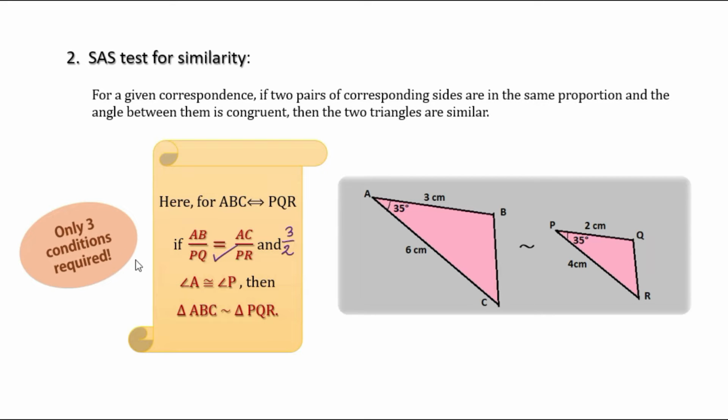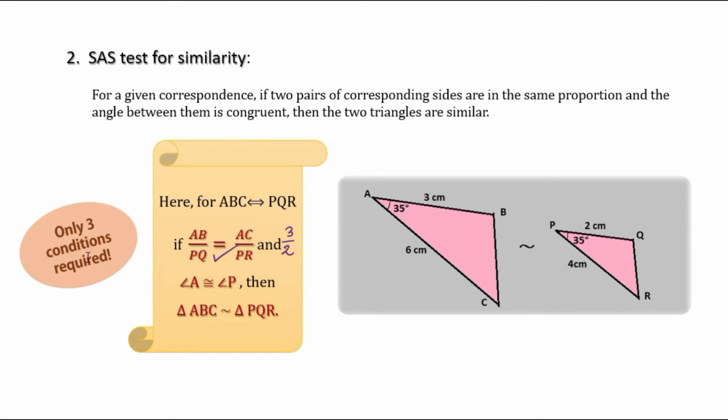The next condition is angle A is congruent to angle P. See this, 35 and 35. Angle A and angle P both have equal measure, so they are congruent. Now, where is the next condition? This is the question. We need not find another ratio because we are just checking this side and this side, in this form. Here, AB, AC, PQ and PR. So we have already taken one length as AB and another length as AC.